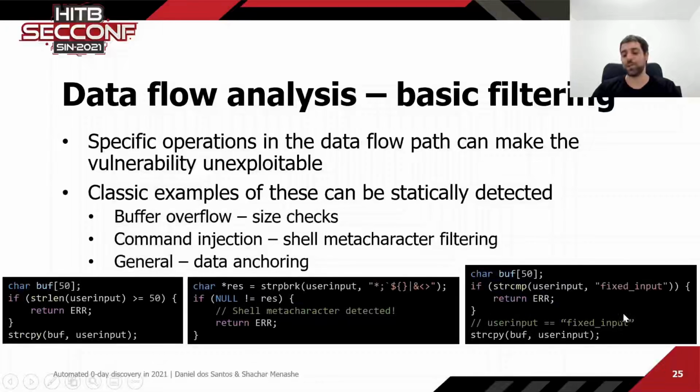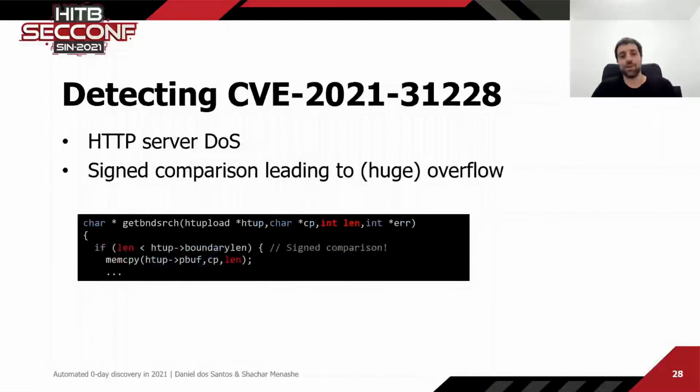Okay, so let's talk about actually detecting one of the vulnerabilities from infraHalt. So CVE-2021-31228 is an HTTP server denial of service. And it's a signed comparison leading to overflow, a well-known CWE that we all love. So here's an excerpt from the code. It's pretty obvious. So we have the function getBound search.